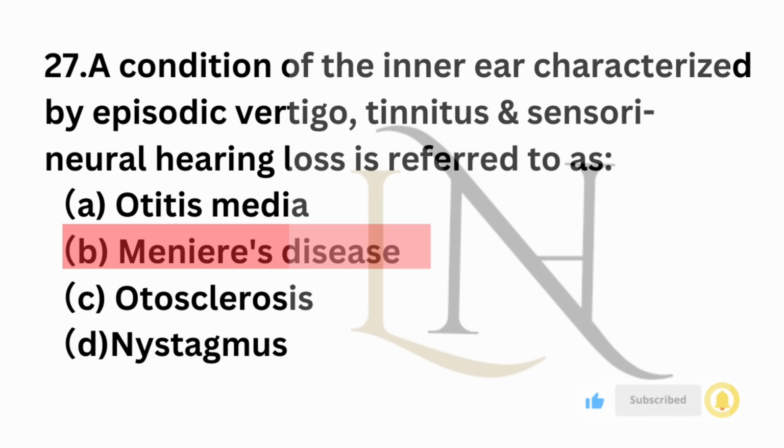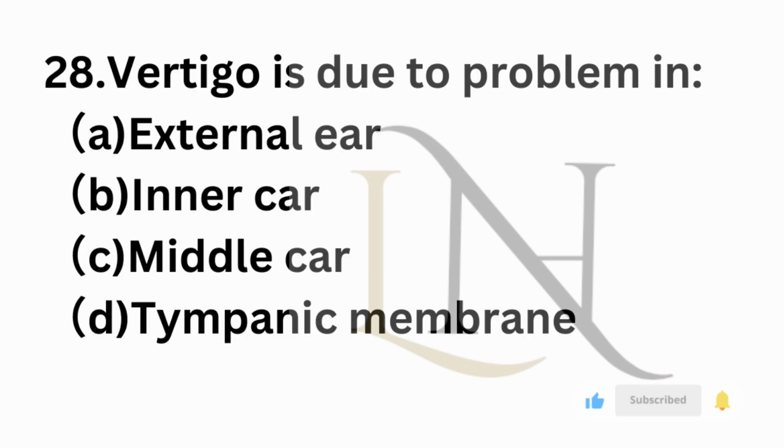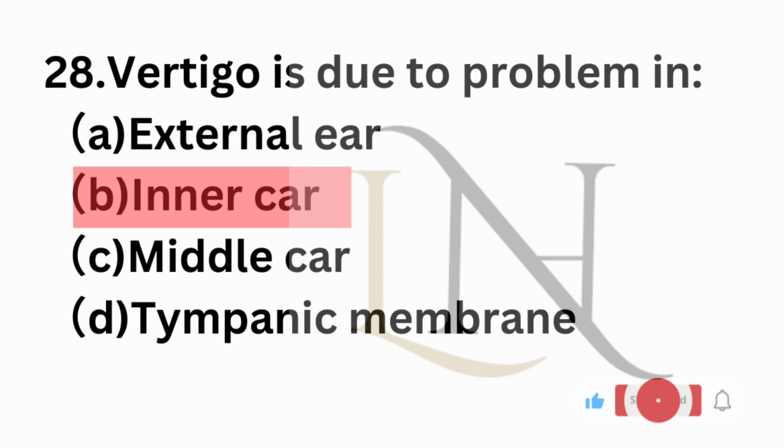Now we will see the next MCQ. Vertigo is due to a problem in: option A, external ear. Option B, inner ear. Option C, middle ear. Option D, tympanic membrane. Nursing officers, there is a typing error here. Please correct it. Correct answer: option B, inner ear. Vertigo is a problem of the inner ear.